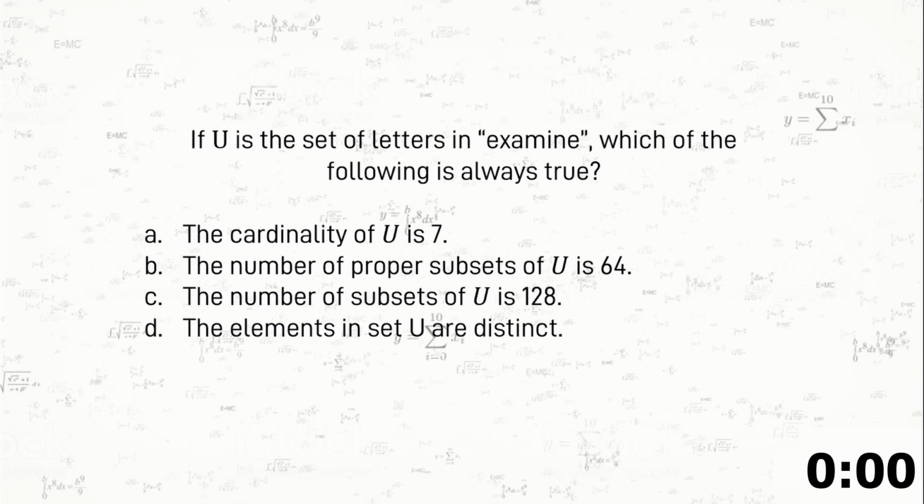The correct answer is letter D. The elements in set U are distinct. We cannot choose A because the cardinality of U is 6 and not 7. Take note that an element of a set must not repeat. Letter B is not the answer because the number of proper subsets of U is not 64, but instead it's 63. Letter C is also not the answer because the number of subsets of U is not 128. It's very big. It must only be 64.